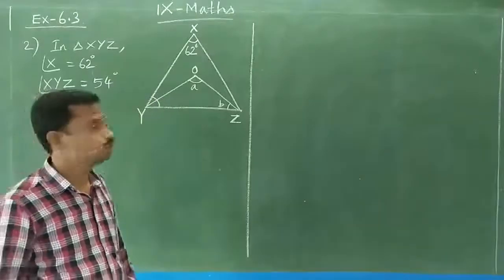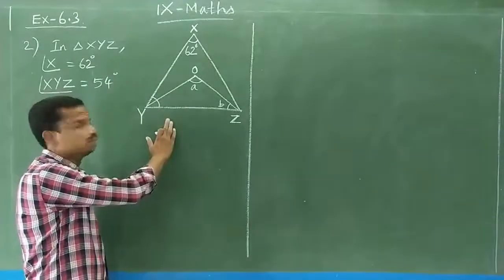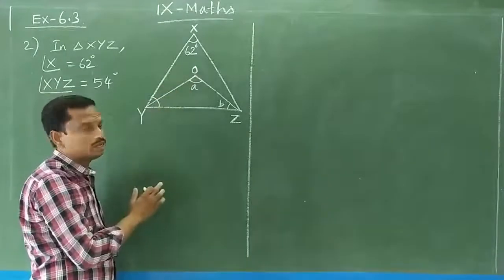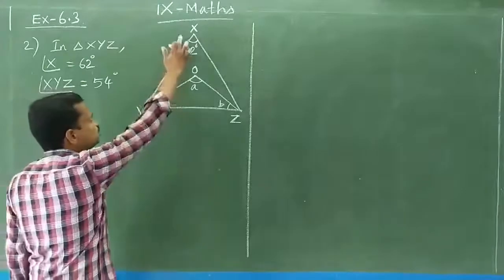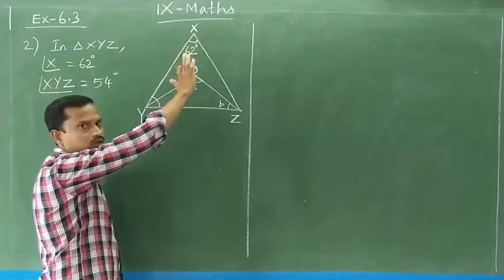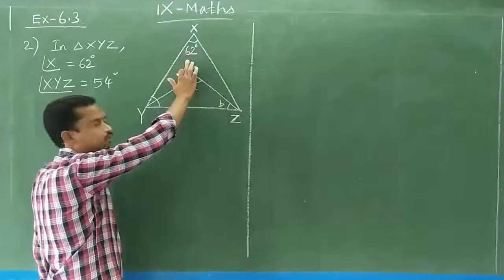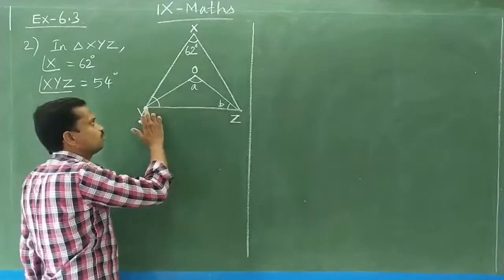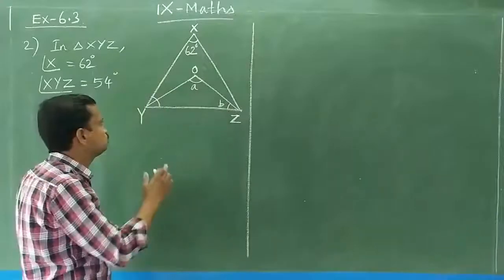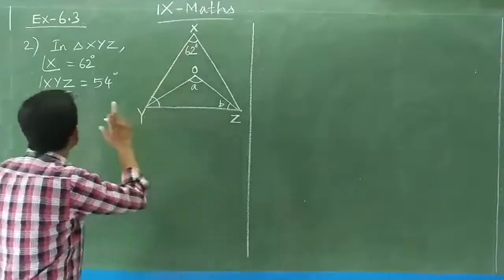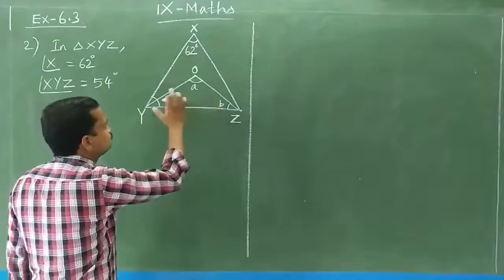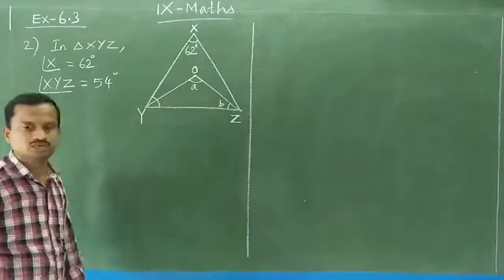Now coming to question number 2. So this is the figure given, a triangle XYZ. And angle X is 62 degree, and this is Y, angle XYZ, because here the angle X is not disturbed. Okay, it is not divided, but here angle Y is bisected and angle Z also bisected. So we have to take XYZ, that is 54 degree, and then we have to find these two angles. So how is it formed? It is given in the question.